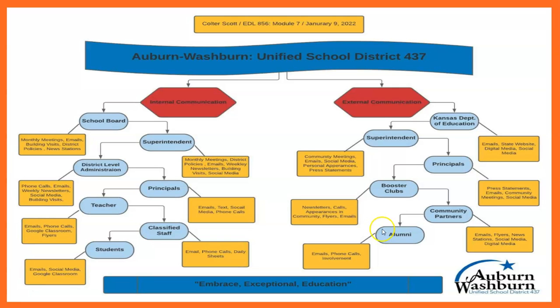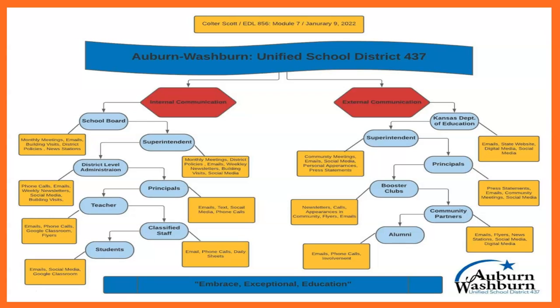Here's the chart that I've created for Auburn Washburn Unified School District 437. On the left, we have the internal communication, and on the right, we have the external communication. I'll start with the internal. Right off the bat, we've created from top to bottom kind of the hierarchy, the chain of command, or whatever you'd like to use, going down.